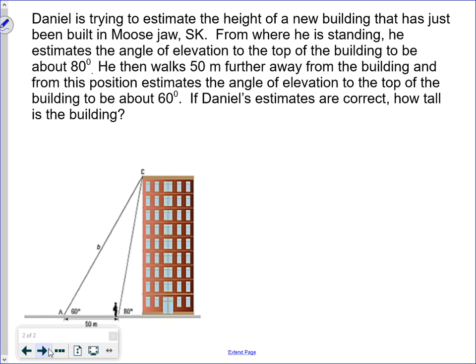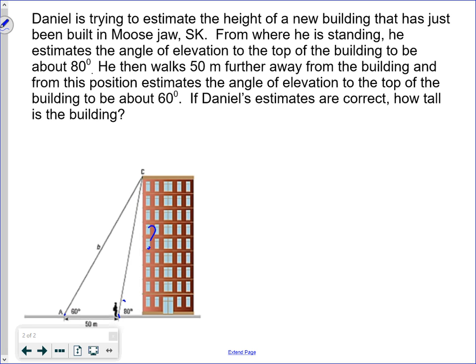So based on this diagram, he's standing at this point and believes that his angle of elevation is 80 degrees. Then he backs up to point A, which is 50 meters away, and believes that his angle of elevation is 60 degrees. So he wants to use these two angles to calculate the height of the building.